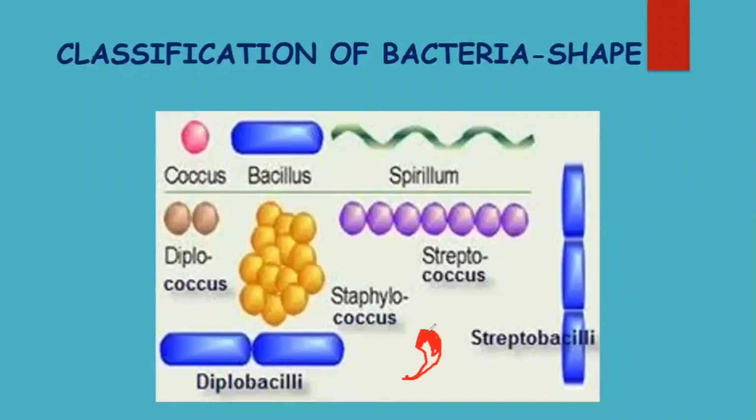Now remember, spherical bacteria, if they are in a cluster of 2, we call it diplococcus. If they are in a bunch, we call it staphylococcus. If they form a chain, we call it streptococcus. Now remember, strepto always means chain. So this is my comma shaped bacteria. We call it vibrio. Fine. Great. So this was the classification depending upon their shape.